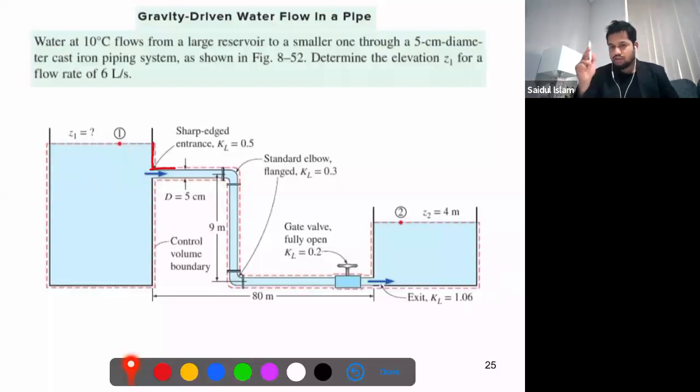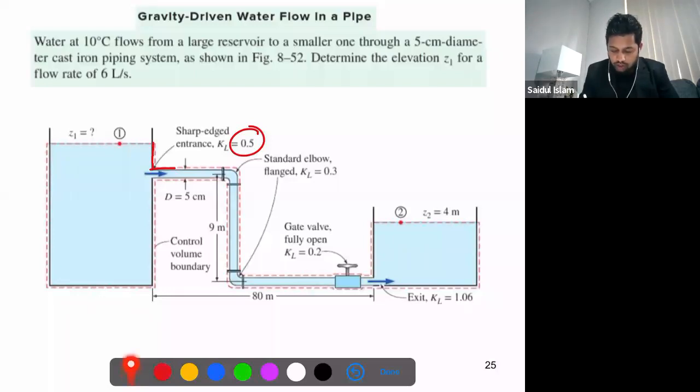Now, think about it. We had the charts earlier, and we already know the loss coefficient for different types of setup. Here, this is the jet tube. We don't know this elevation. We said this is 0.1. This is 0.2. This is a sharp-edged entrance, and the loss coefficient is 0.5.